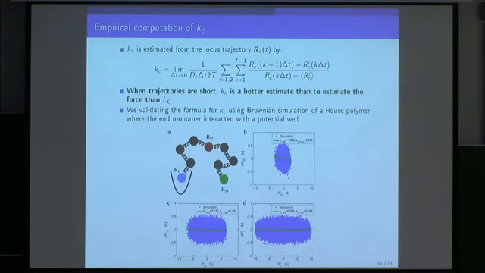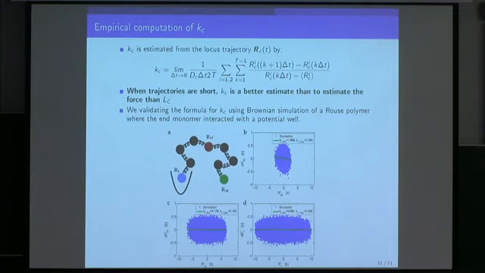So from this we can derive an empirical estimator for K_c, and we performed some Brownian simulations, and you can show that really in the limit of dt goes to 0, you have a very good estimator of this interaction, which is at a certain distance along the chain from the observed monomer.